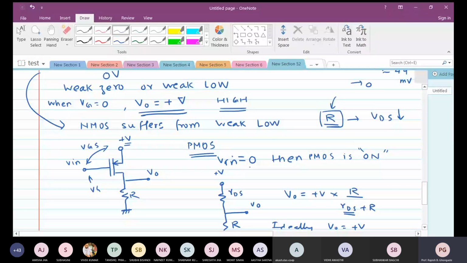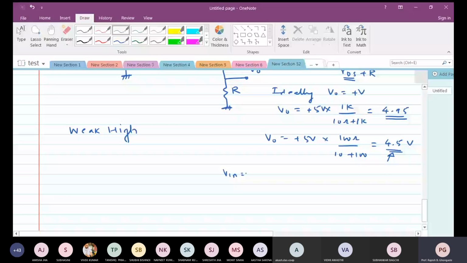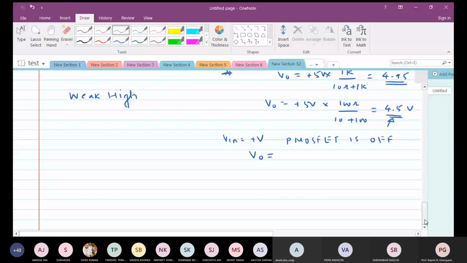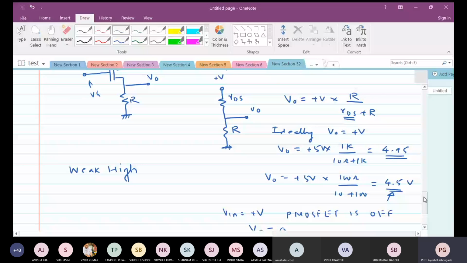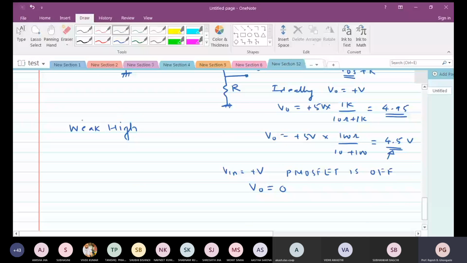I must make V in equal to whatever the input voltage is, plus V. So if V in is plus V, in that case the PMOS is off, and then what is the output voltage there? When the MOSFET is off, it should be 0, if it is ideal. There is no problem, so I am getting a very good 0, but I am not getting a good high.